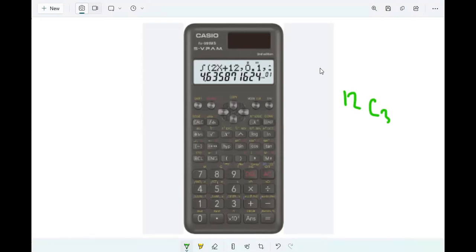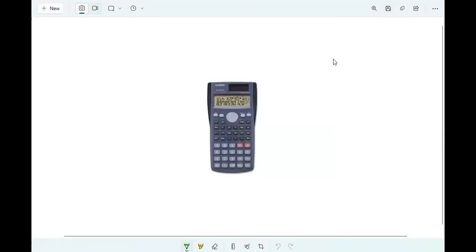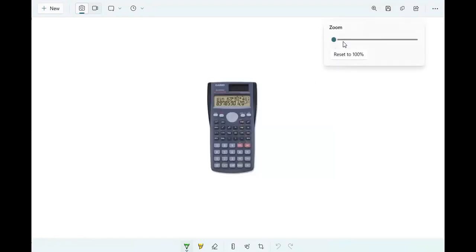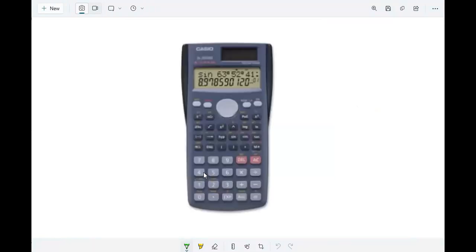So let me go back to the traditional calculator. I hope you are all able to see the calculator. If you're looking for 12 combination 3, press 12, the combination is here direct. There's no need for shift. Then 3 equals. What are you finding? 12 combination 3. What is 12 combination 3?